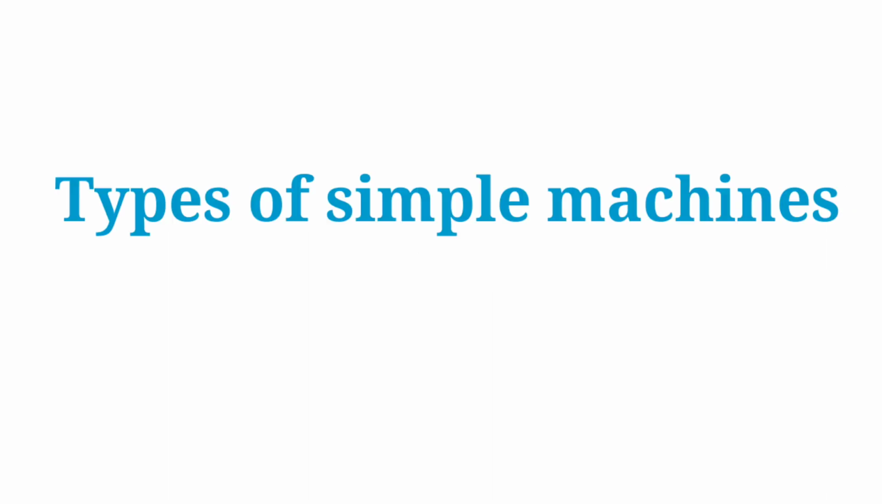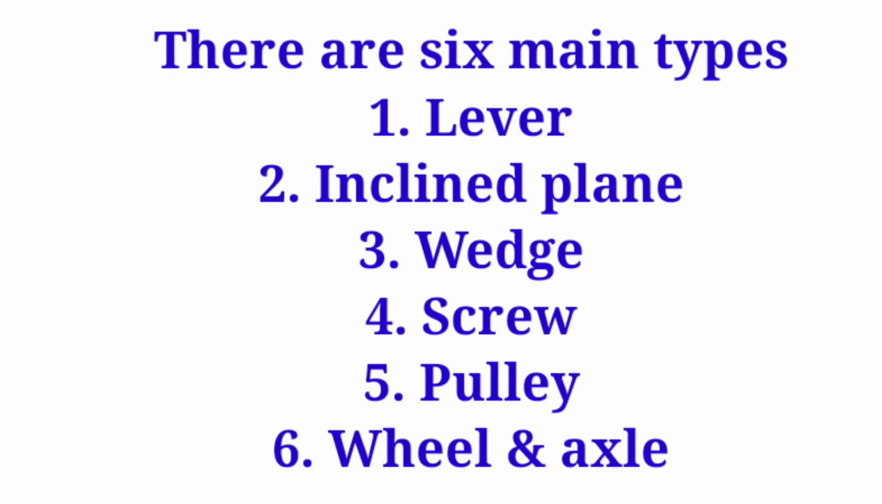Then the types of simple machines. Simple machines can be classified into the 6 main types: number 1 the lever, number 2 inclined plane, number 3 wedge, number 4 screw, number 5 pulley, number 6 wheel and axle. So altogether there are 6 simple machines we are coming to know over here.